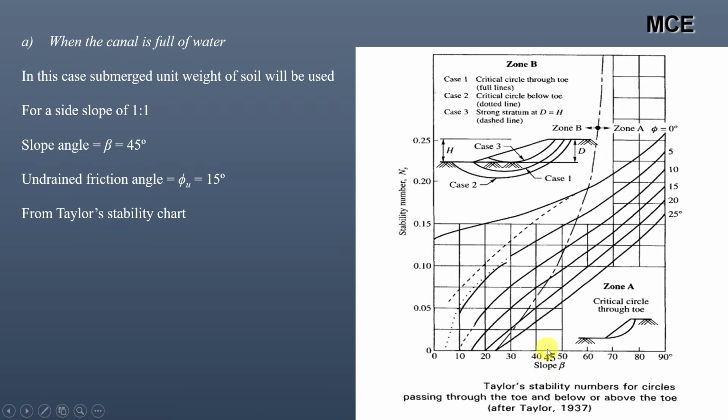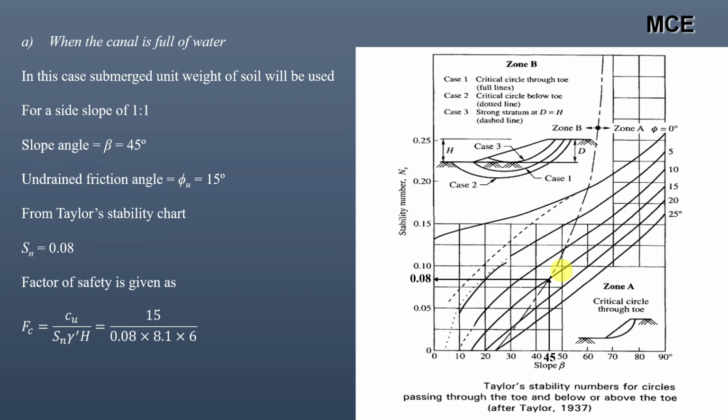From this you will draw a vertical line and this will cut the curve of friction angle 15 degree at some point. From that point you will draw a horizontal line, which will intersect the vertical axis at some point, and this is our stability number for slope angle of 45 degree and friction angle of 15 degree. So here our stability number is equal to 0.08.